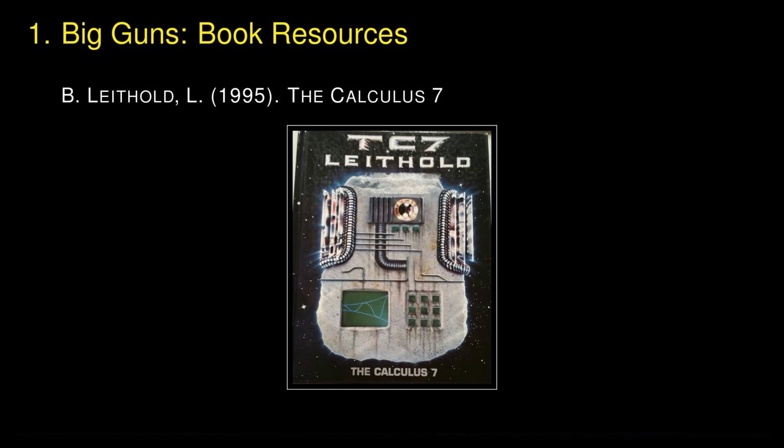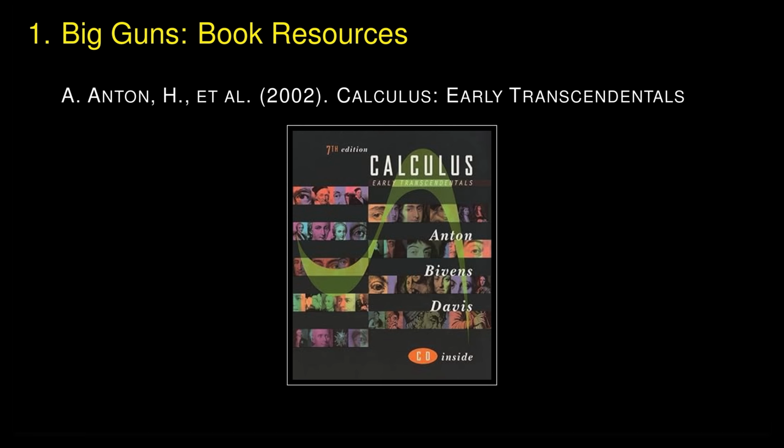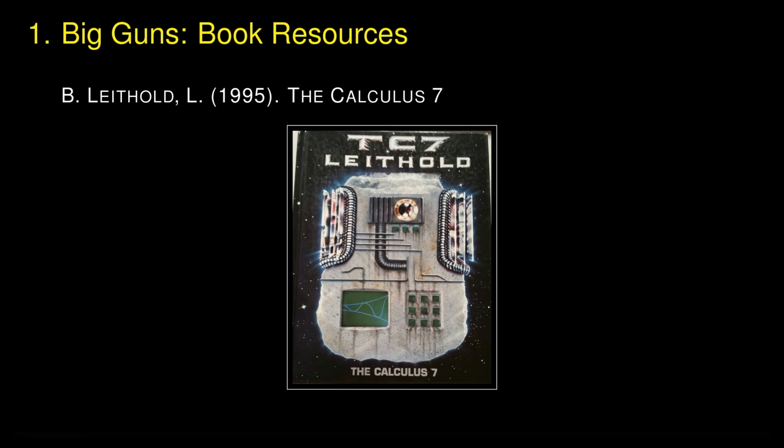And then next is TC7 by Leithold. Many refer to this as like the Bible of calculus, since this does not only contain calculus 2, it contains calculus 1, calculus 2, and calculus 3. By the way, the same goes for this one. As far as I can remember, this involves all the calculus courses. Yeah, so make sure to obtain a copy of this one.